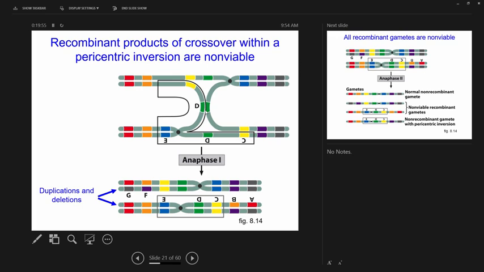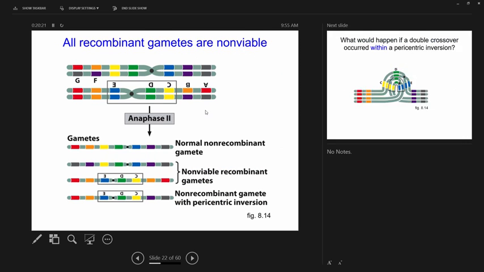One normal and one inverted that have all the genes, and then each of these in the middle is going to have a duplication and a deletion. This one has a duplication of the F and the G region and a deletion of the A and B. This one has a duplication of the A and B and has gotten rid of the F and the G region there. The same thing happens regarding viability.